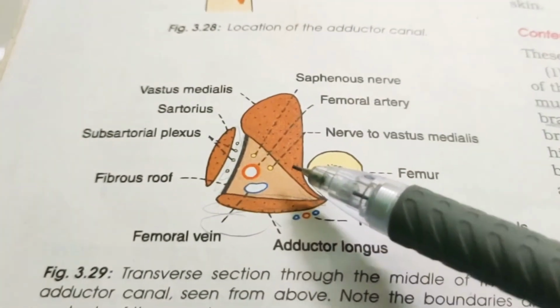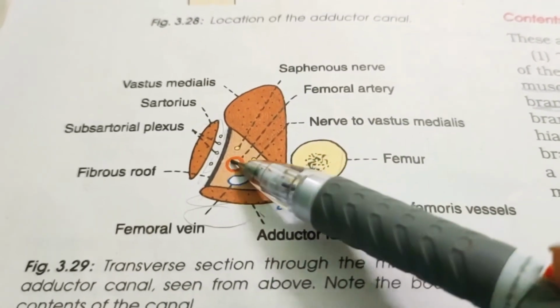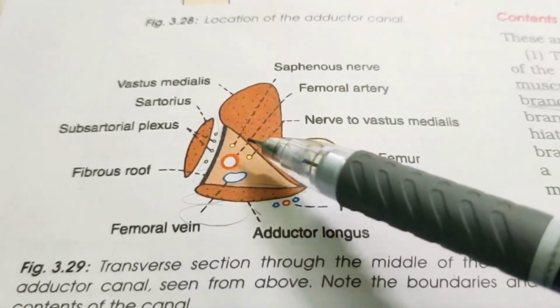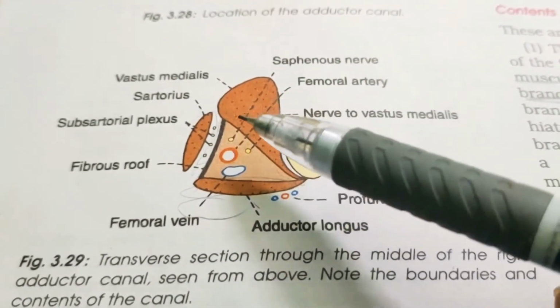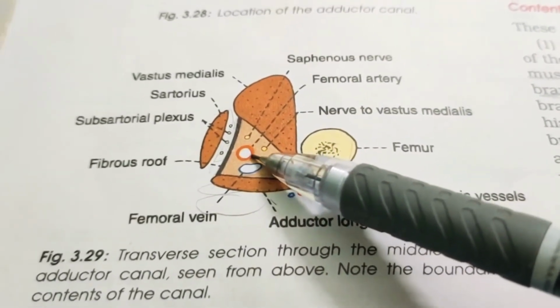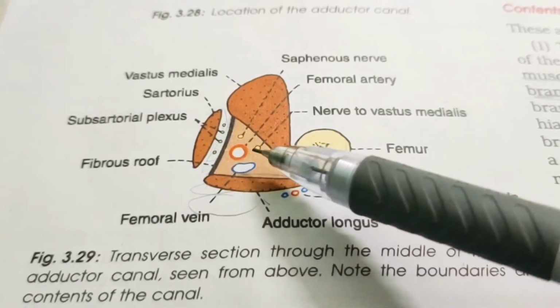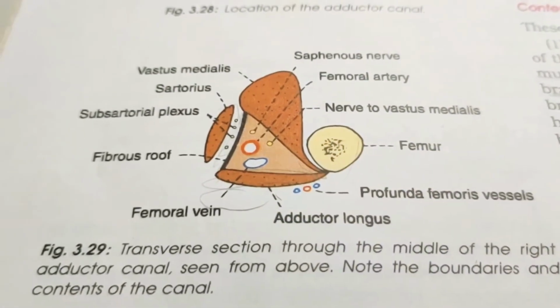So what are present in this adductor canal? The first one you have is the femoral artery. This red colored one is the femoral artery, which enters the canal at the apex of the femoral triangle. Within the canal it gives muscular branches and the descending genicular branch. The descending genicular artery is the last branch of the femoral artery, arising just above the hiatus magnus.